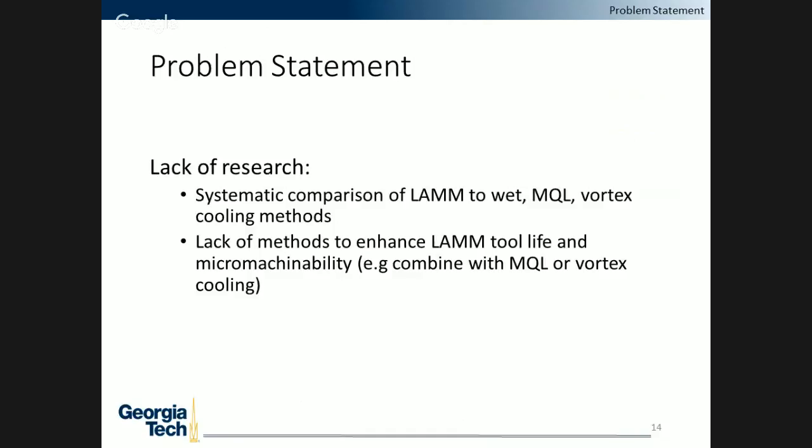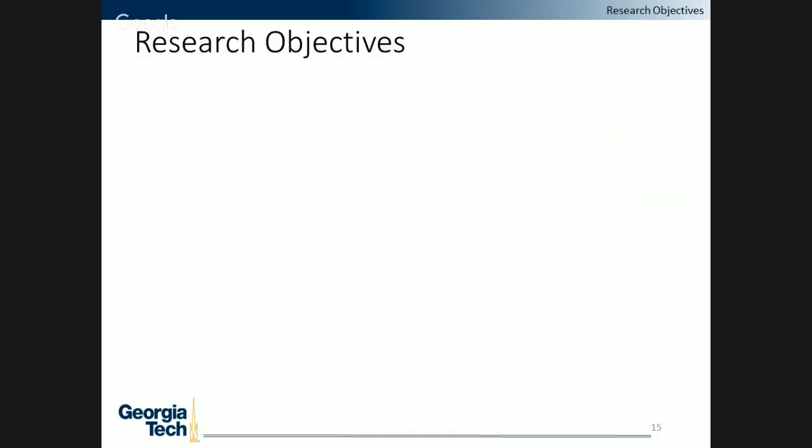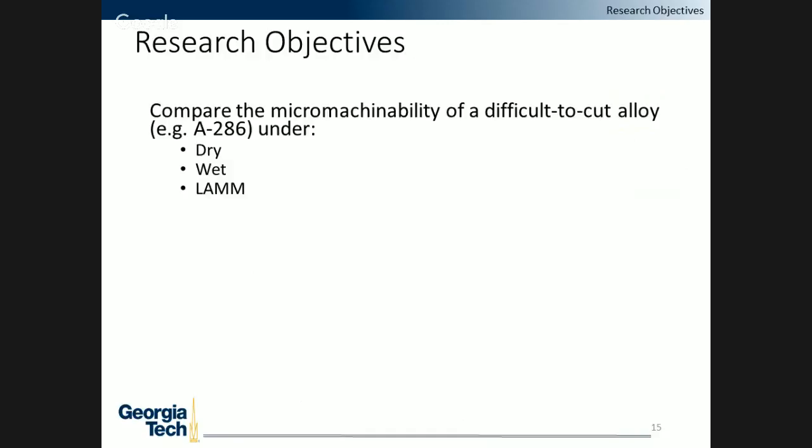The next place where research is lacking is that there has been no work involving these other conventional methods to enhance laser-assisted micro machining and improve tool life and micro machinability. An example is combining MQL or vortex cooling with LAM, which is yet to be done. So, because of where research is lacking, we've come up with these research objectives.